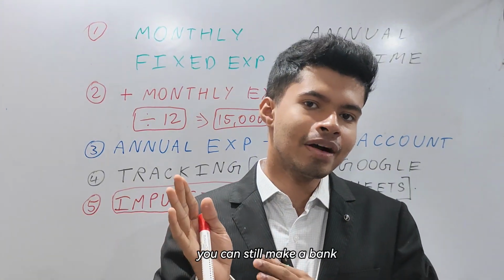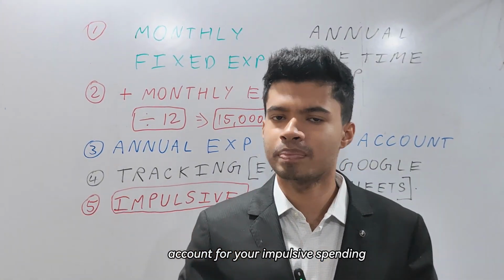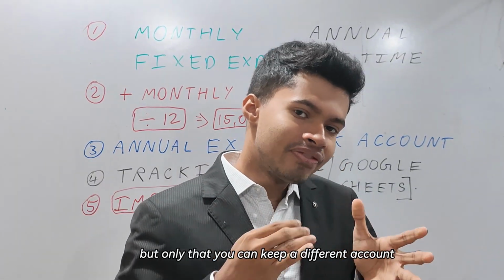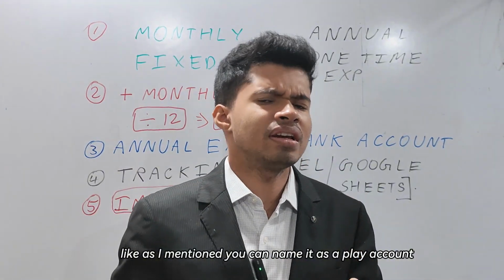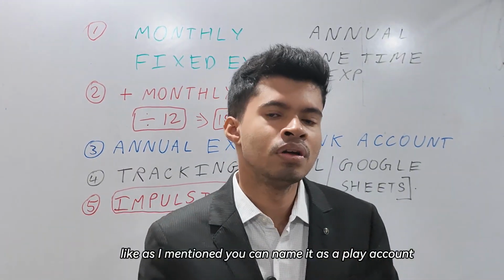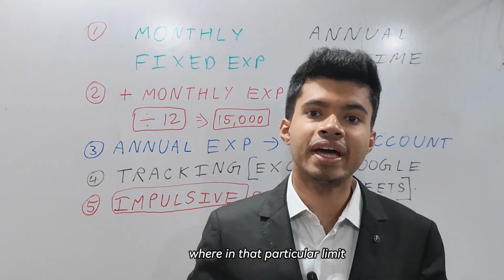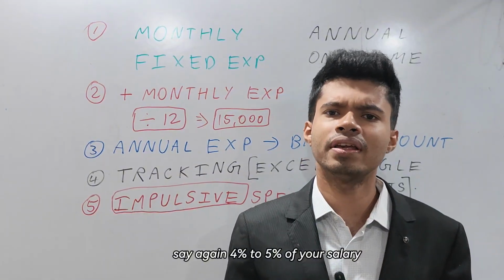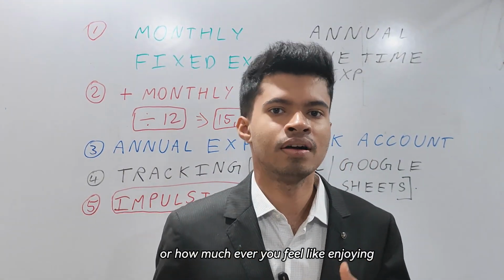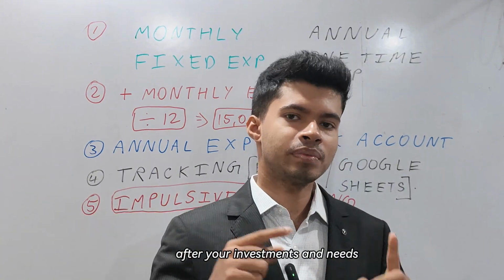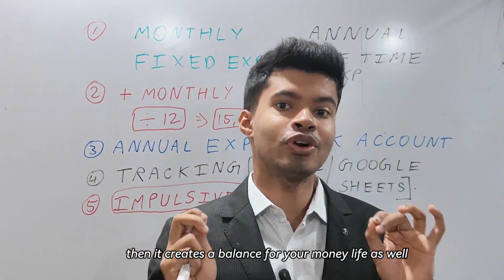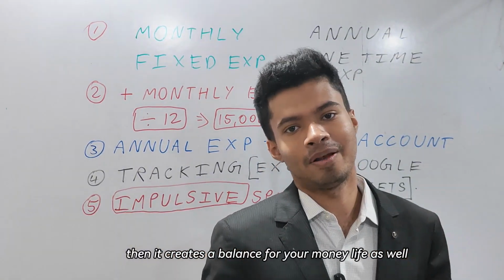You can still make a bank account for your impulsive spending, but keep it as a different account. Like I mentioned, you can name it a play account, or a spending account, where within that particular limit, say again 4 to 5% of your salary, or however much you feel like enjoying after your investments and needs, you can use this. Then it creates a balance for your money life as well.